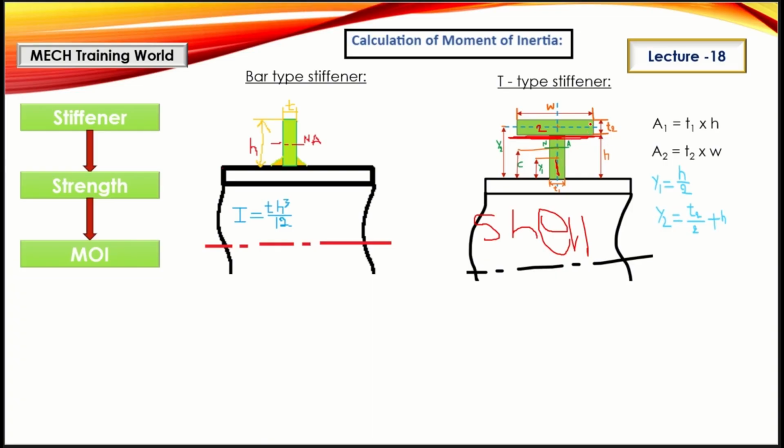So it is half of the T2, right? So T2 by 2 plus H. So this is all general things, guys, which you already studied in engineering classes. So I'm just recalling it. Okay. So for finding the moment of inertia, I'm just recalling it.